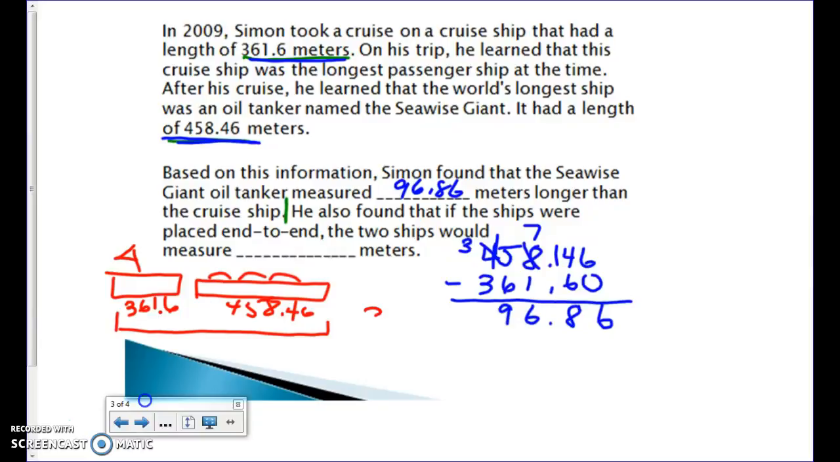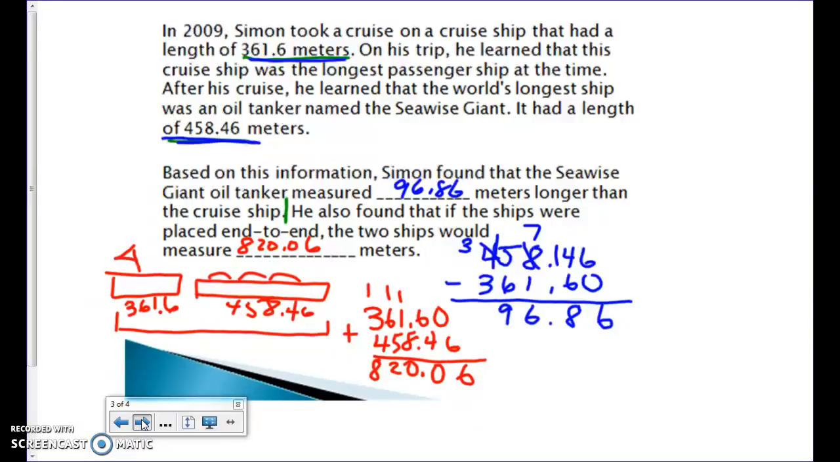So let's do 361.6 and 458.46. And I'm always very careful to line my decimal up when I'm adding and subtracting. So in this case, I do need a placeholder. So there's the same number of decimals on both of them. 0 plus 6 is 6. 6 plus 4 is 10. We're going to carry our 1. 8 plus 1 plus 1 is 10. We're going to carry our 1 again. 6 plus 5 plus 1 is 12. We're going to carry our 1. And 4 plus 3 plus 1 is 8. And again, in addition, we just carry the decimal. We keep it right where it was. So it looks like 820.06 meters.